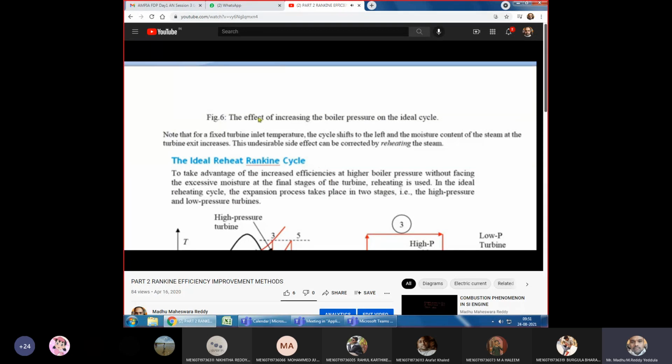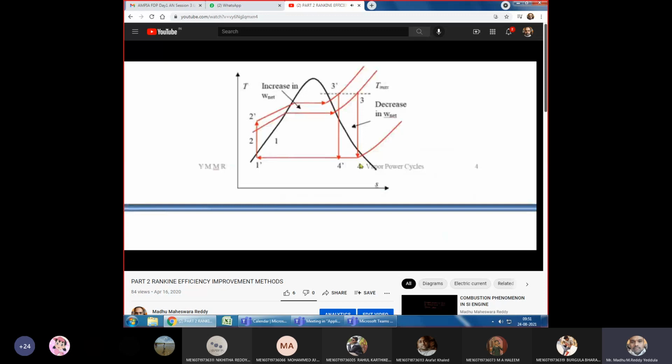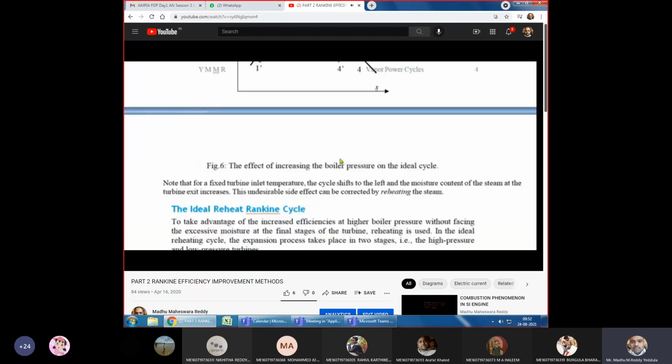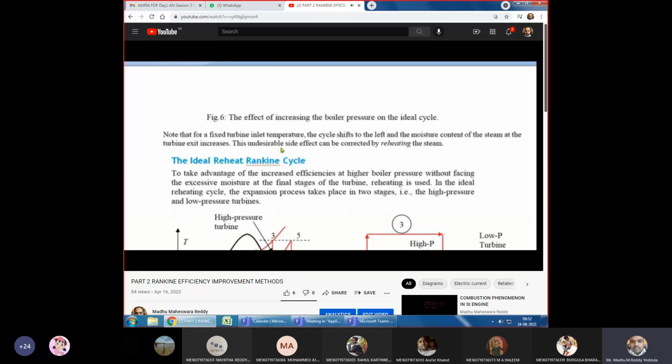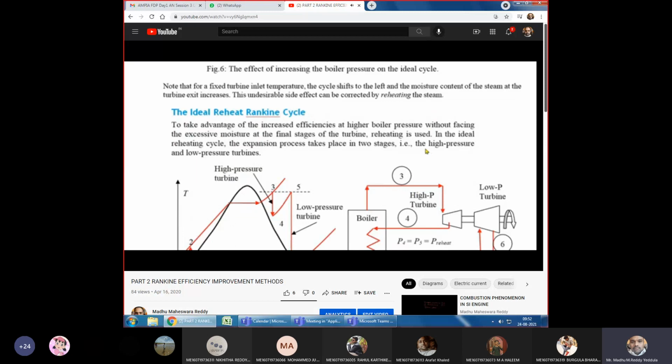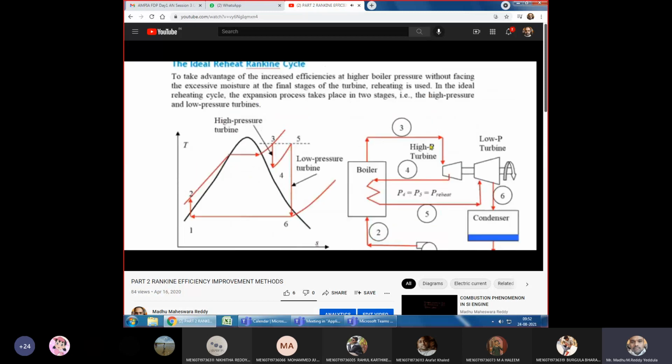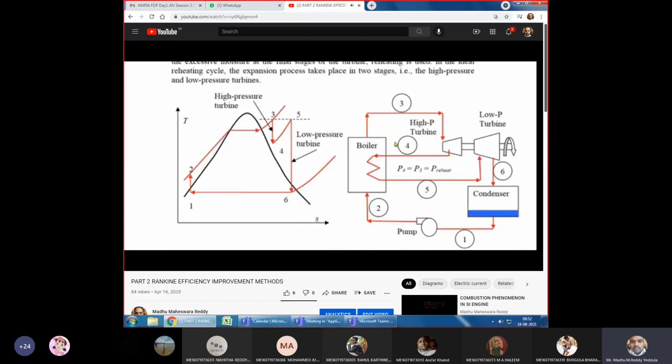Now what is the main problem here? The point 4 is shifted to 4 dash, thereby liquid and vapor are present, and it erodes the blades. To avoid that, it can be corrected by reheating the steam. Very, very important, reheating the steam. It is very simple and easy to understand. I'll explain. Let us assume only one boiler is there.